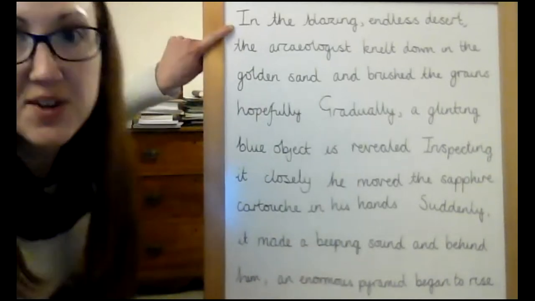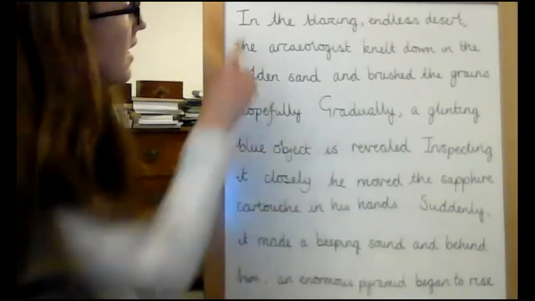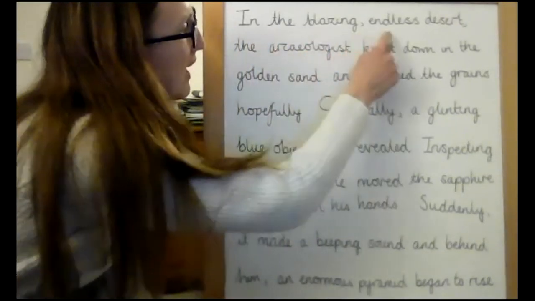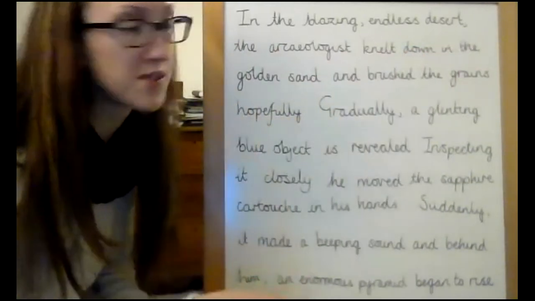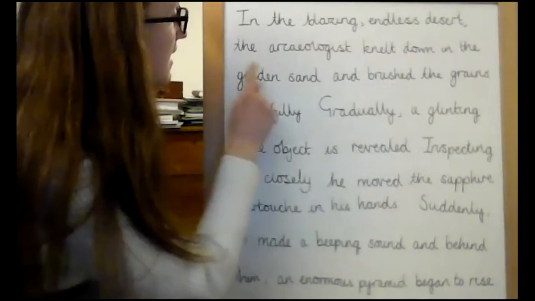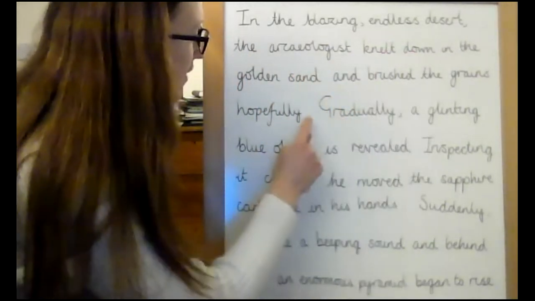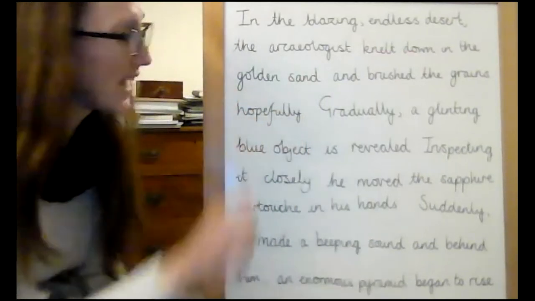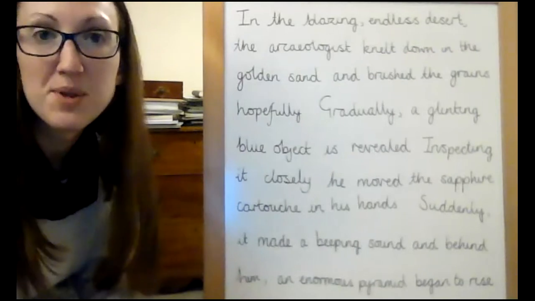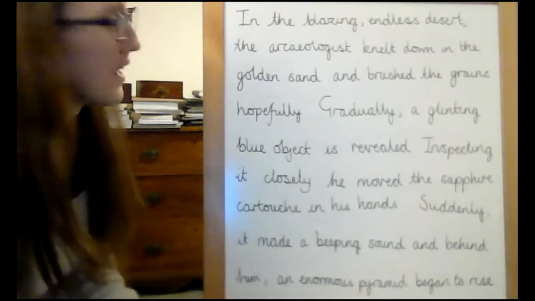I'm already seeing that I've got a capital letter, so that's great punctuation here. In the blazing, comma, endless desert, and I've marked my fronted adverb with a comma, so again, I know that's fine. In the blazing, endless desert, the archaeologists knelt down in the golden sand and brushed the grains hopefully. Full stop. I've ended my sentence in the correct place, and that makes sense. What I've said makes sense. Okay, so I'm really happy with that.